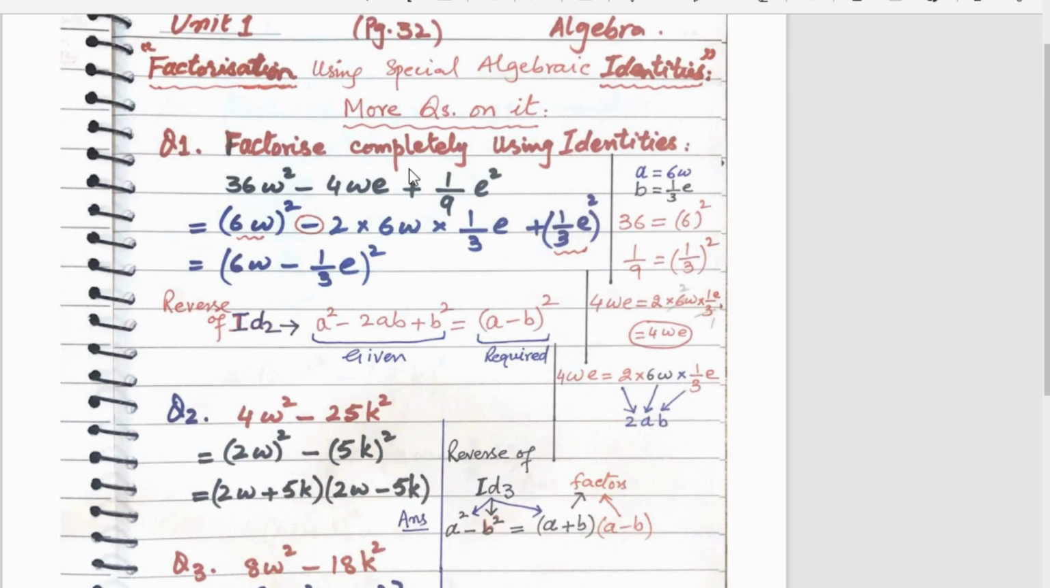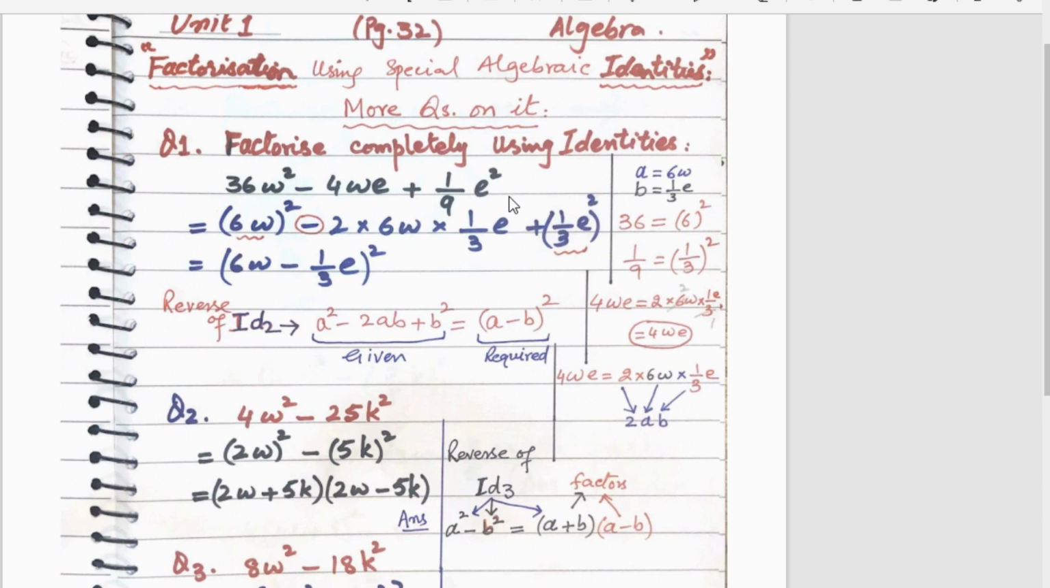Factorize completely using identities. This instruction is for all the questions given below. My first question is 36w square minus 4we plus 1 over 9e square. This is a quadratic expression and we are going to factorize it.